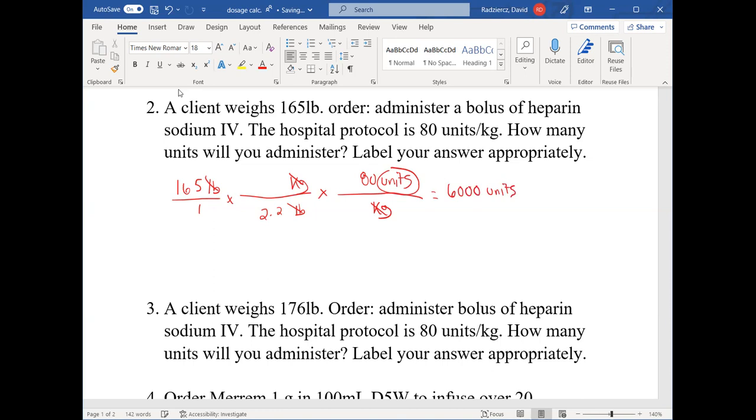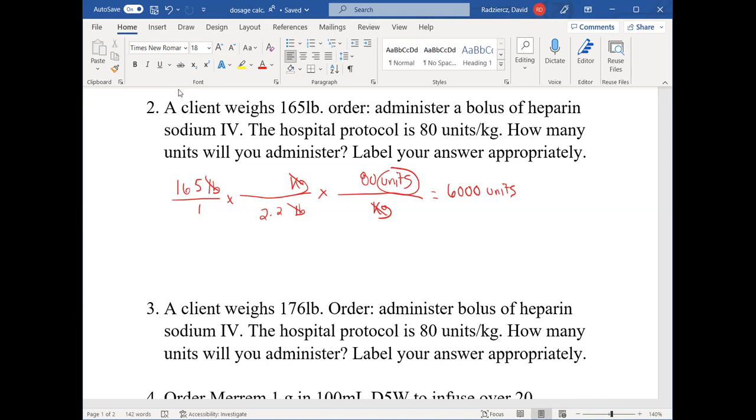Now, if this was milligrams, it would be 6,000 milligrams. If this was micrograms, it'd be 6,000 micrograms. So units, you can interchange that. Later on, like next semester, in the 3rd or 4th semester, you'll convert these units to milliliters based off of what's called a heparin protocol. So there'll be an additional step.